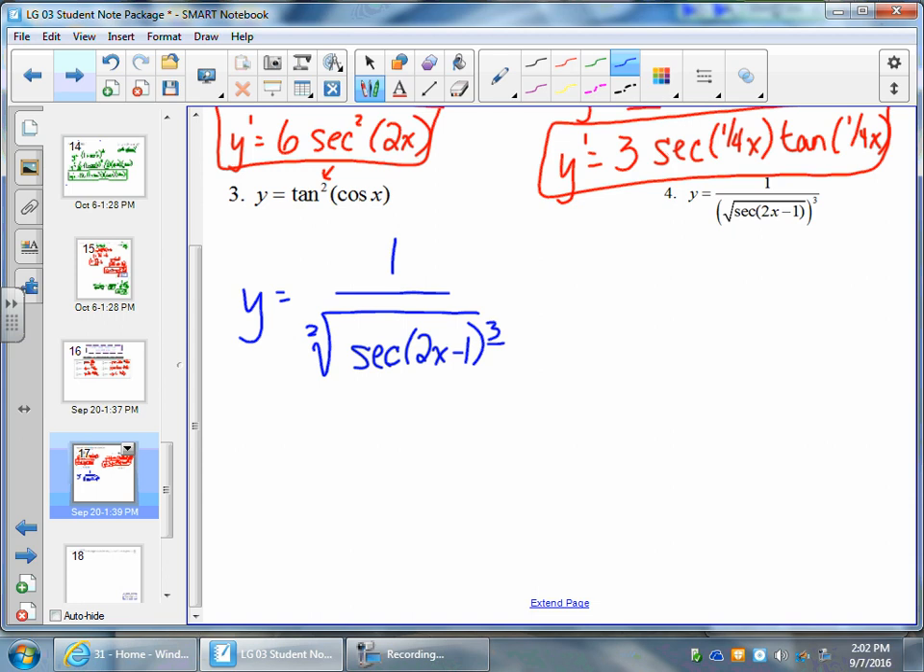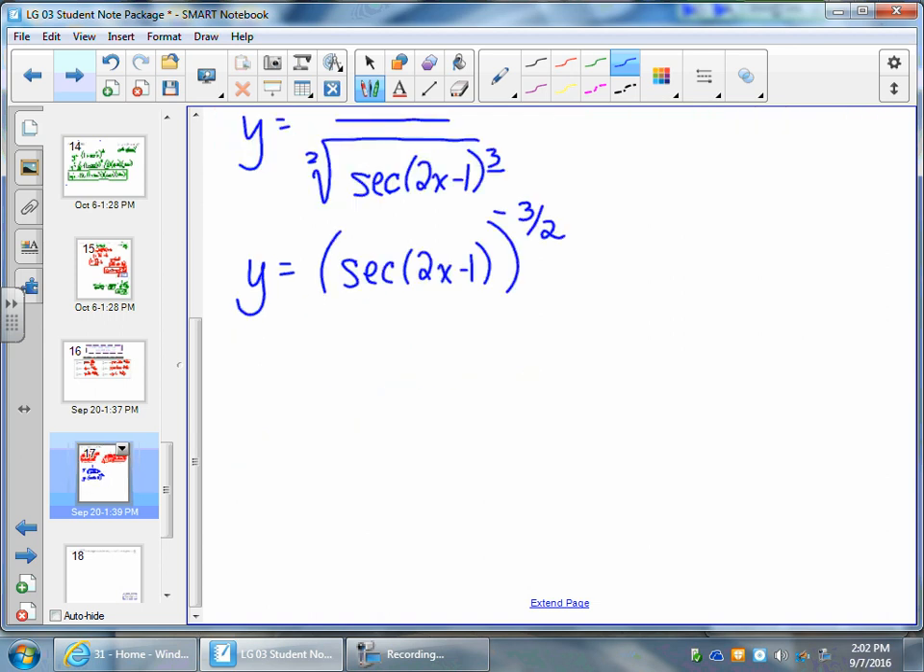And remember that the power over the root is my fraction. So this I can rewrite a lot nicer as 3 over 2. And then I just need to remember that that's a negative because it's in our denominator. So see how much nicer that is rather than working with it in a fraction. So I encourage you to do that.